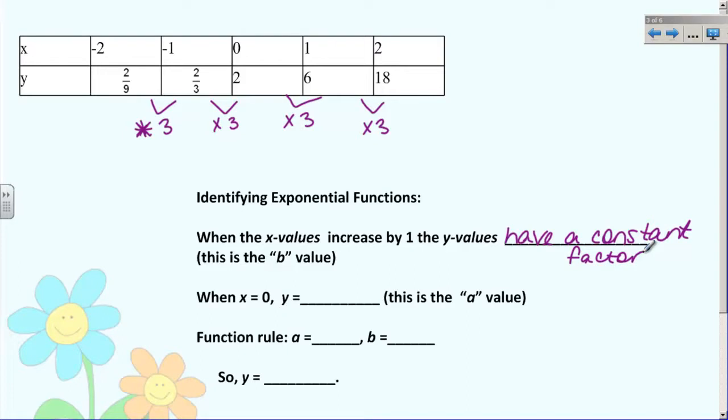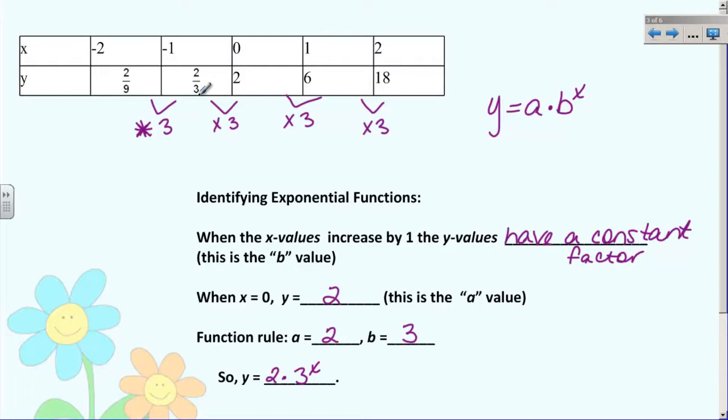So this is your b value. So our b value for this exponential function is going to be 3, because that's my constant factor. Now when x equals 0, y equals 2. I got that from the table, and that's going to be my a value. If you remember, exponentials are y equals a times b to the x. And so my a value is right here. It's going to be 2. And so my equation for this is going to be 2 times 3 to the x power. I got the 3 from my constant factor, and the 2 is my y-intercept. And that's how I wrote the equation.